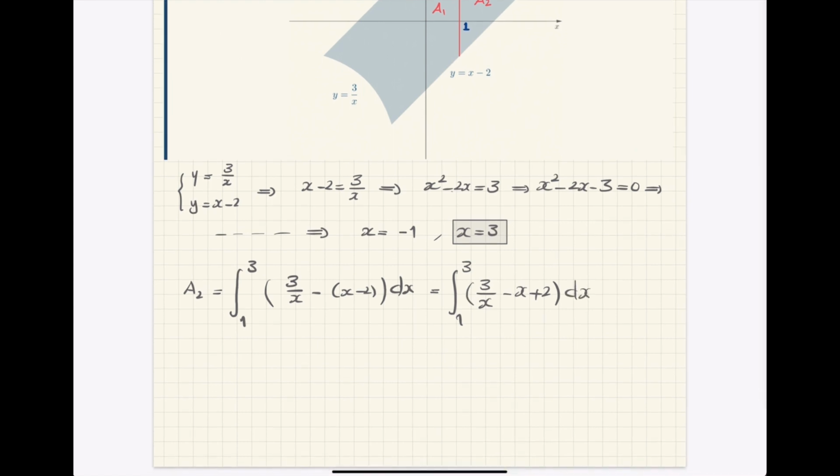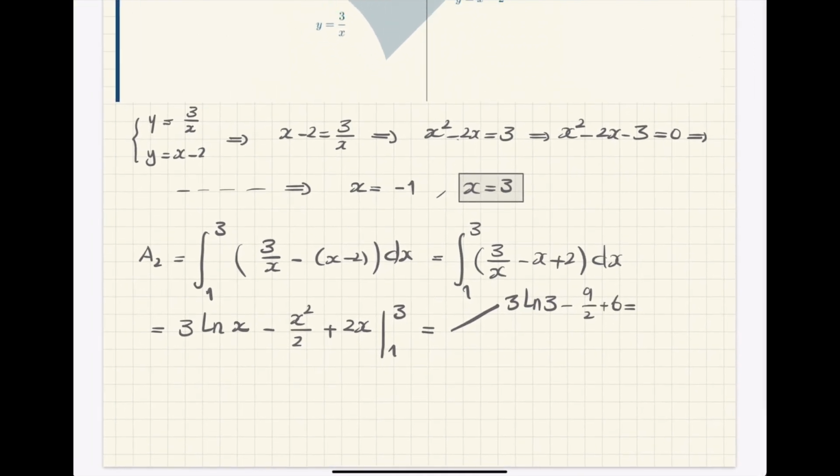Okay, and then a primitive function, hopefully you know that, so let us just do it quickly. A primitive function for the first one is ln of the absolute value of x. Here both 1 and 3 are positive, so I don't need to write the absolute value. The primitive function for the next one is x squared over 2, and for the last one is 2x. So I have to calculate this between 1 and 3, yes? So I put 3 everywhere. So it becomes 3 ln of 3 minus 9 over 2 plus 6. I simplify that. So it becomes 3 ln of 3 plus 3 over 2.